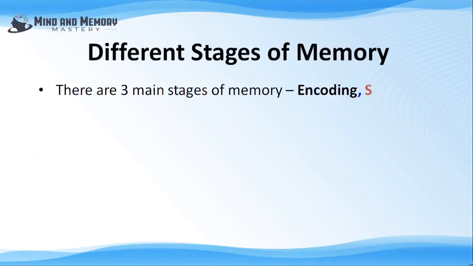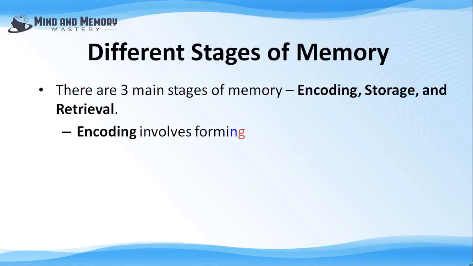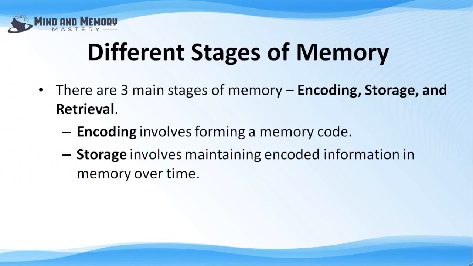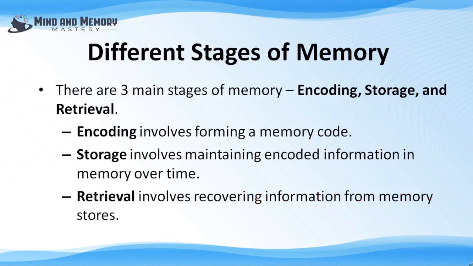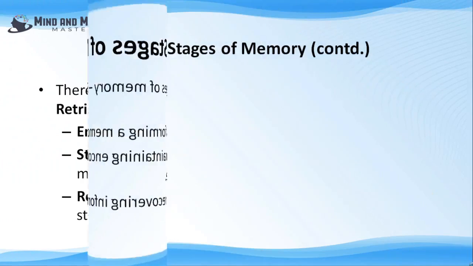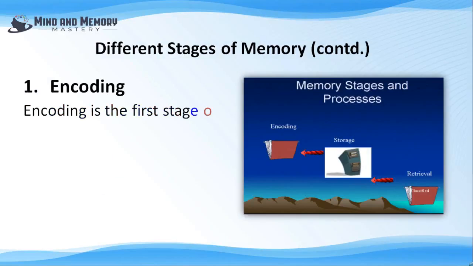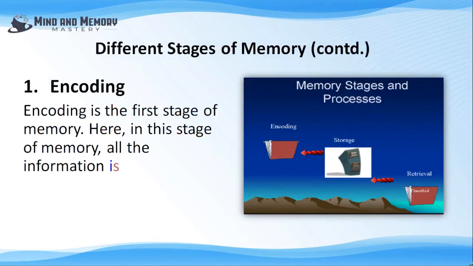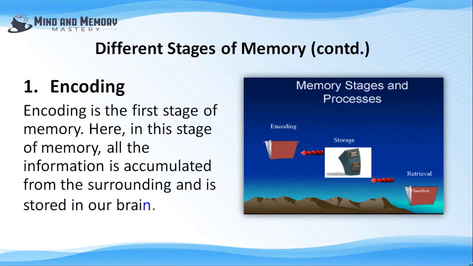There are 3 main stages of memory: encoding, storage, and retrieval. Encoding involves forming a memory code. Storage involves maintaining encoded information in memory over time. Retrieval involves recovering information from memory stores. Number 1. Encoding is the first stage of memory. Here, in this stage of memory, all the information is accumulated from the surroundings and is stored in our brain.